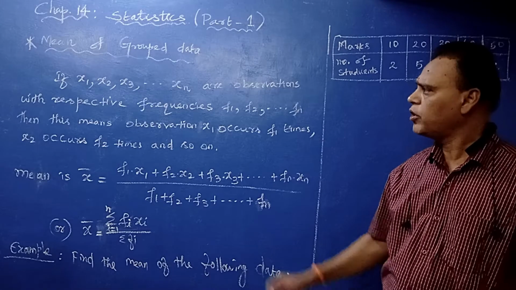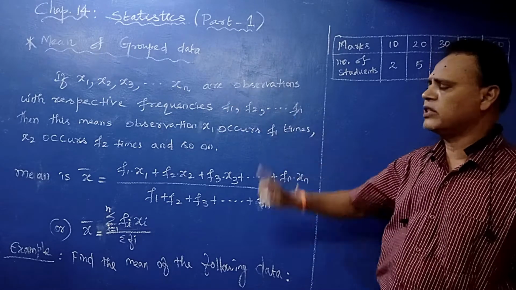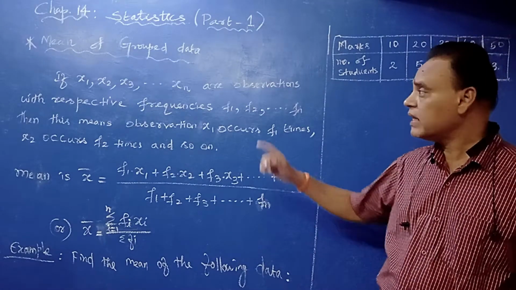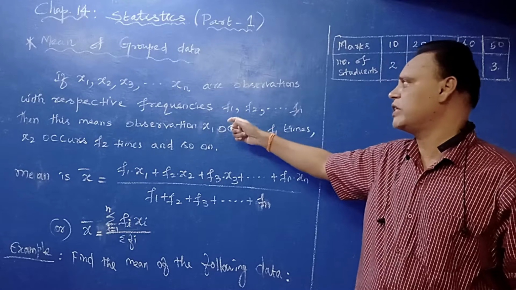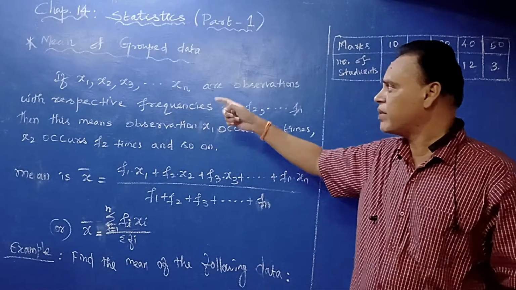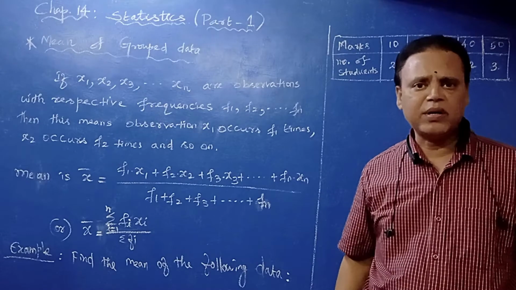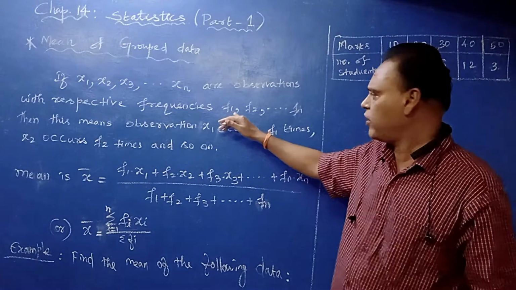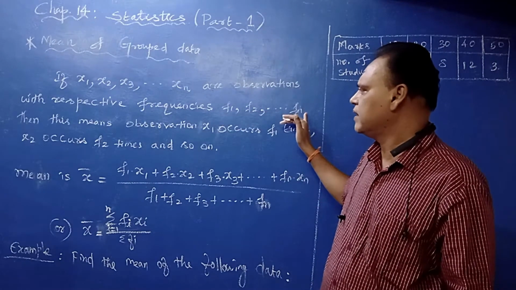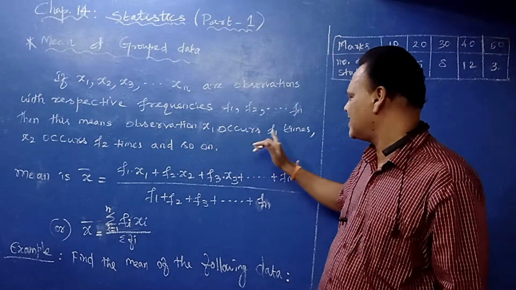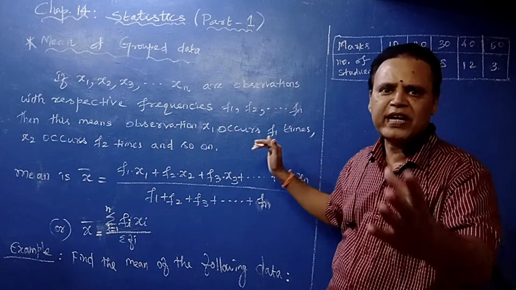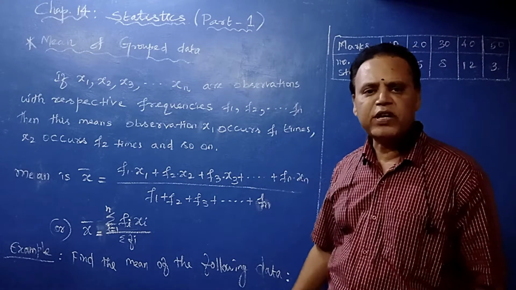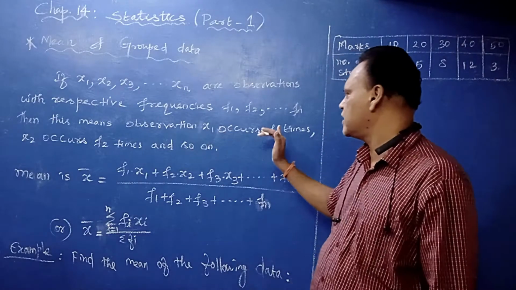If x1, x2, x3, up to xn are observations. Clear? Like in ungrouped data, how you have taken observations. But here you have to take them with respective frequencies, because the same data may be repeating. That time we have to take the frequencies, that is f1, f2 up to fn. That means observation x1 occurs f1 times. Suppose one data is 10, and 10 occurs 5 times, means f1 is 5. x1 is 10, f1 is 5.